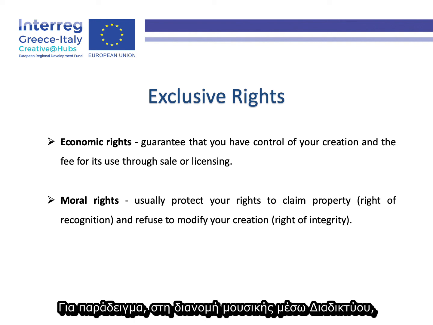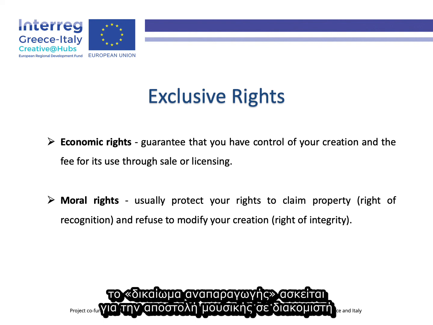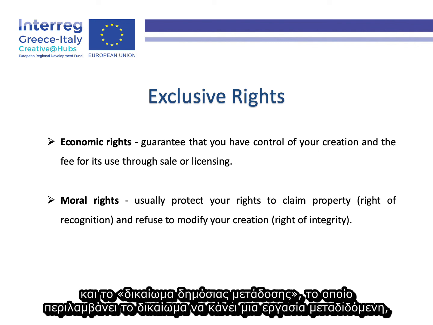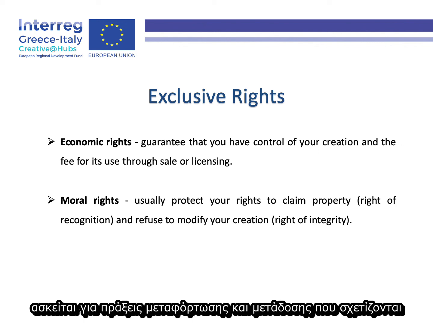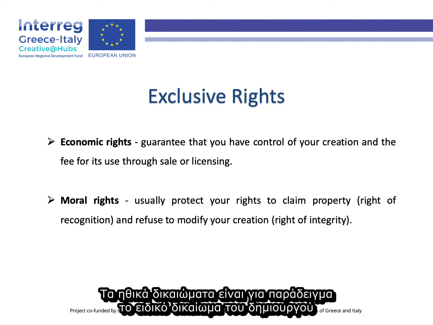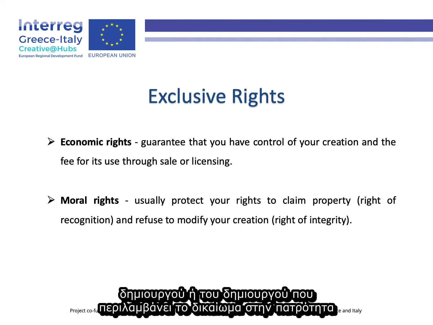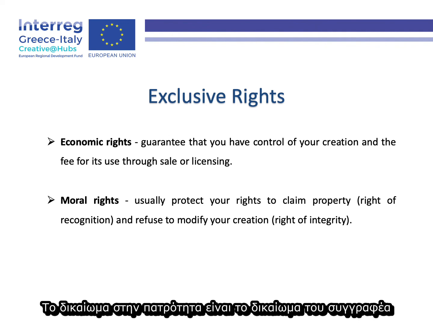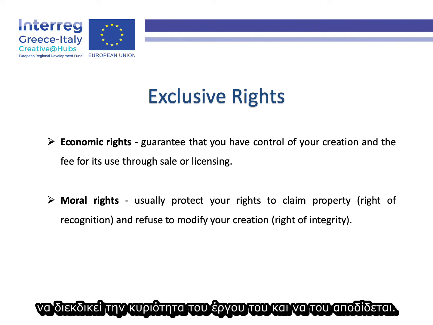For instance, in music distribution over the Internet, the right of reproduction is exercised for the uploading of music to a server, and the right of public transmission, which includes the right of making a work transmittable, is exercised for the acts of uploading and transmission associated with transmitting a work upon request from an end user. The moral rights are, for example, the author's or creator's special right, which includes the right to paternity and the right to integrity. The right to paternity is the right of the author to claim authorship over his work and have it attributed to him.